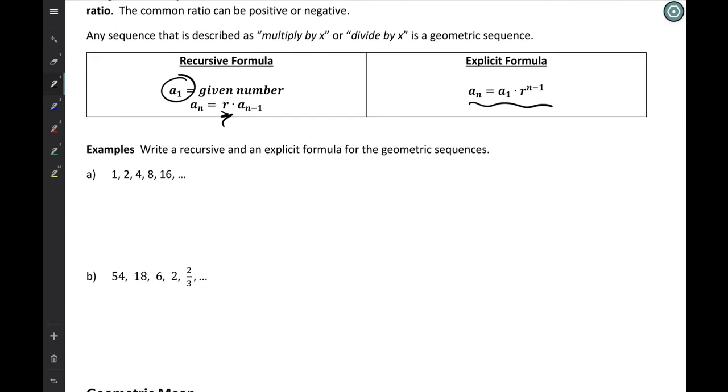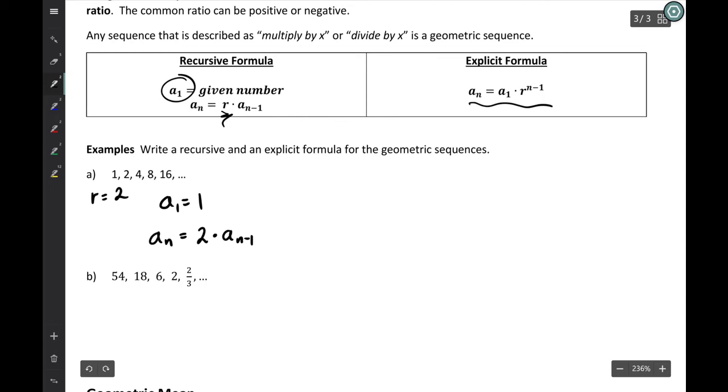First step is to find r. For this first one, r is 2. So for my recursive formula, I have to say the first term, a sub 1 equals 1, and then I have to say the a sub nth term is equal to 2 times the term before it, which is a sub n minus 1. Explicit formula, I got a sub n is equal to the first term, which is 1, times 2 to the n minus 1. And then I just simplify this to be 2 to the n minus 1.